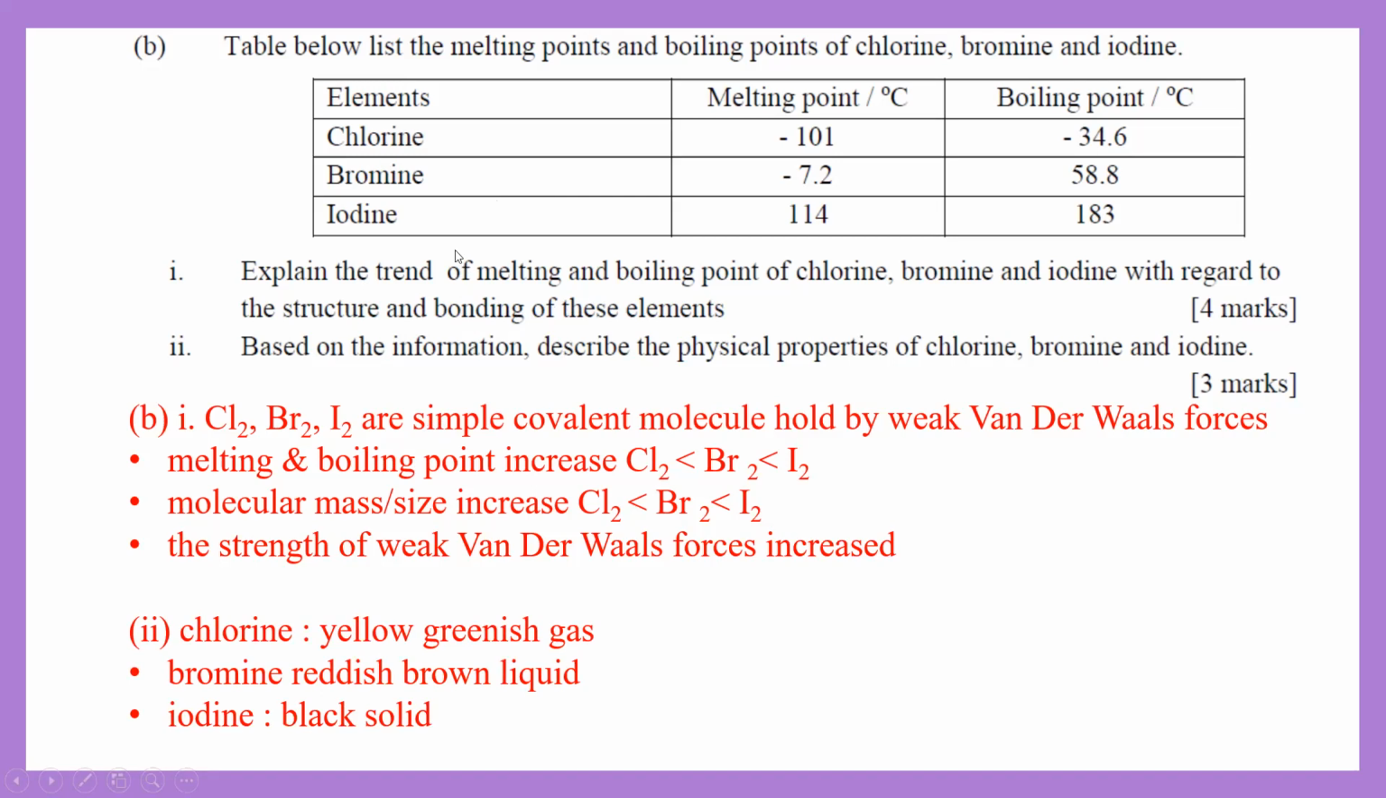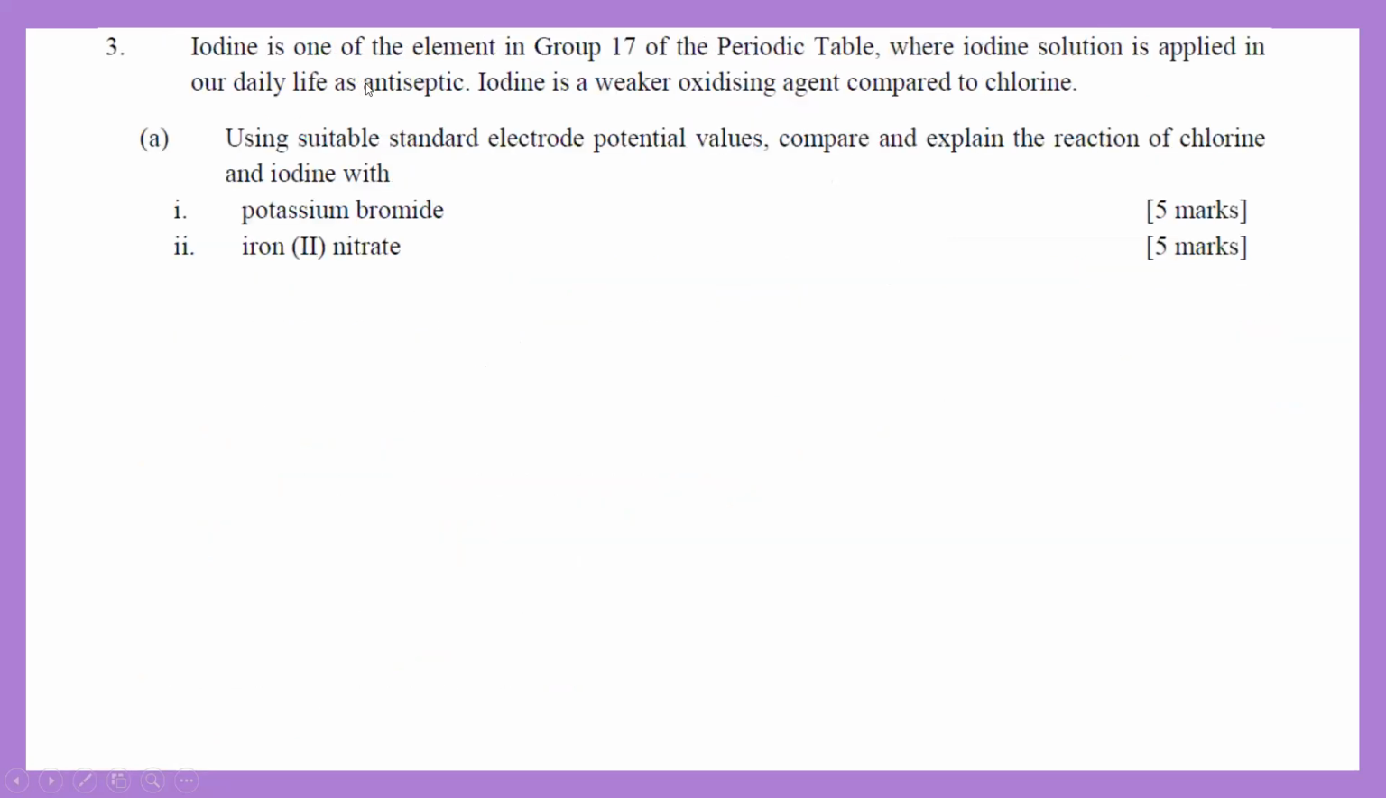So we are going to have a look further at the essay question number 3. Iodine is one of the elements of group 17 of the periodic table, where iodine solution is applied in our daily life as an antiseptic. Iodine is a weaker oxidizing agent compared to chlorine. So using suitable standard electrode potential values, compare and explain the reaction of chlorine and iodine with number 1, potassium bromide, and then number 2, iron(II) nitrate.